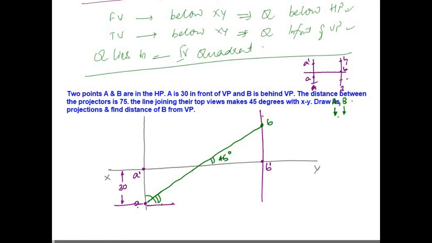Right? Listen, from the question we know that B is behind VP. It implies that the top view will come above the XY line. Since we already got point B dash, it is obvious that B must lie somewhere on this projector. The other condition that we have is this 45 degrees with the XY line, so I am using that condition. I join both the top views A and B, right? So this is how we will do this problem.